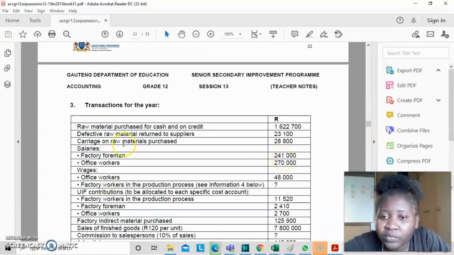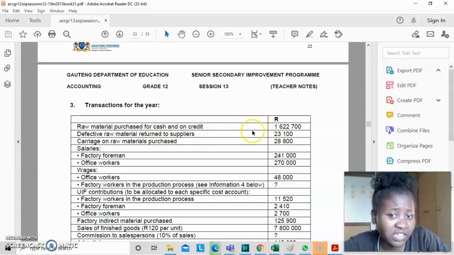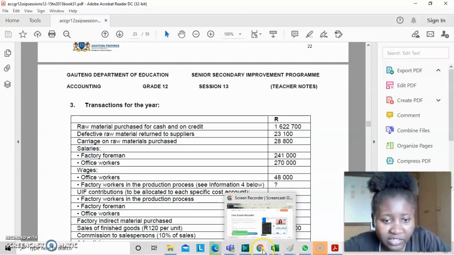So they're saying raw material purchases for cash and on credit. The amount is 1,622,700. You get it. Is there anything related to the material purchased during the year? They're saying defective raw material returned to suppliers. So this was returned back to the suppliers. You get it. So it means what? It was defective. So we have to do what? Minus it from the purchases. Okay, so we'll say 1,622,700.